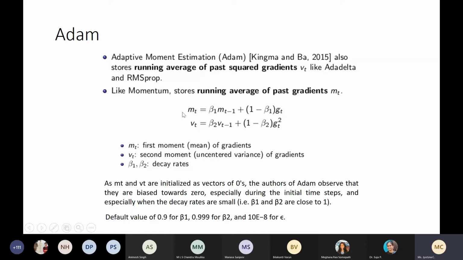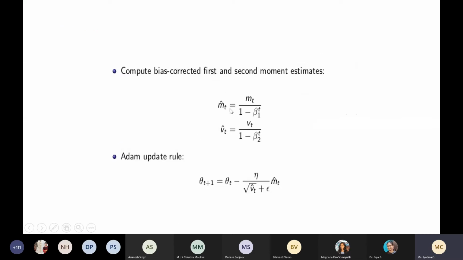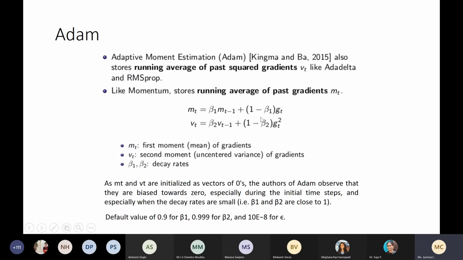Now we will look at the next formula, MT and VT. Here you observed how MT cap is found: MT by 1 minus beta 1. Beta 1 is 0.9 and beta 2 is 0.99. Now how do we find MT and VT? MT is equal to beta 1 into the old MT, that is, the MT calculated last time, plus 1 minus beta 1 into the gradient. This GT is the gradient.